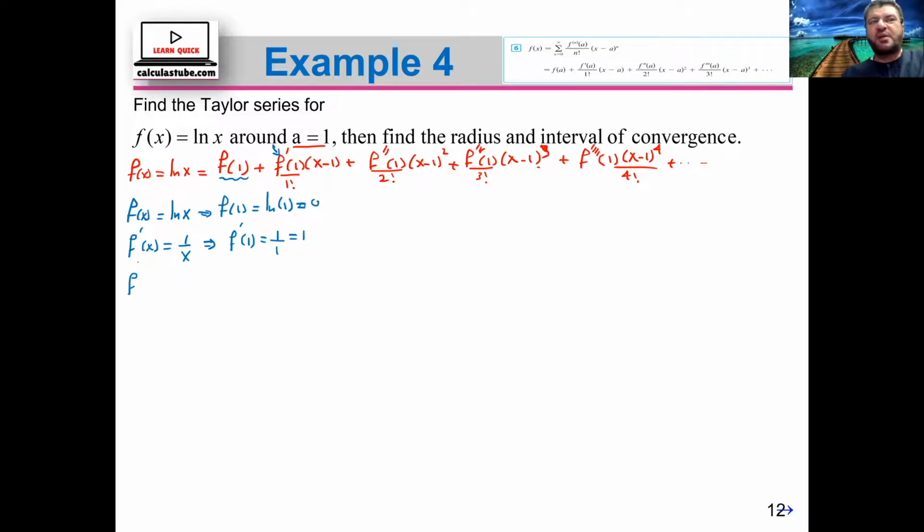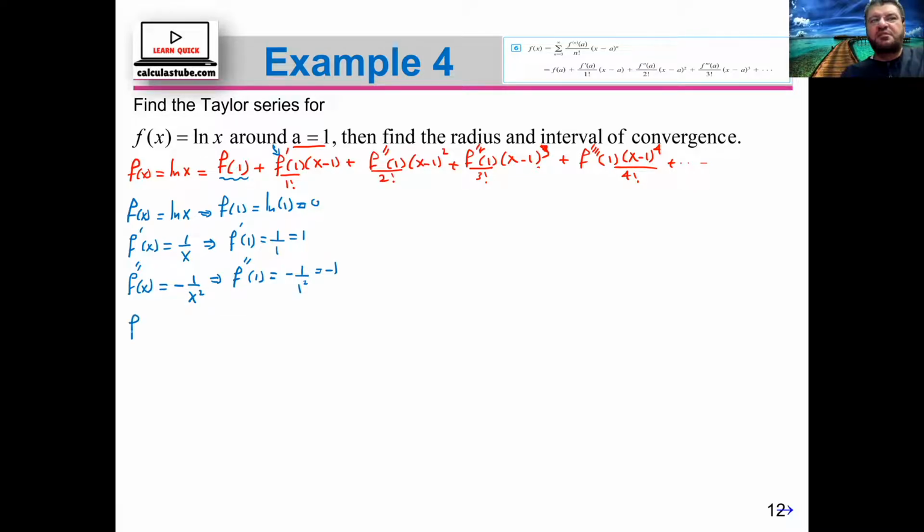Now f double prime of x. The derivative of 1 over x, you know, this is x to the minus 1. When you differentiate, it will be minus x to the minus 2. So this is minus 1 over x squared. And this implies that f double prime at 1 is going to be negative 1 over 1 squared, which is negative 1.